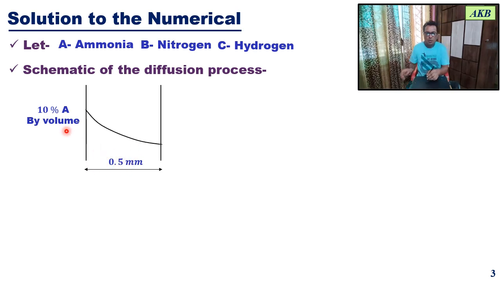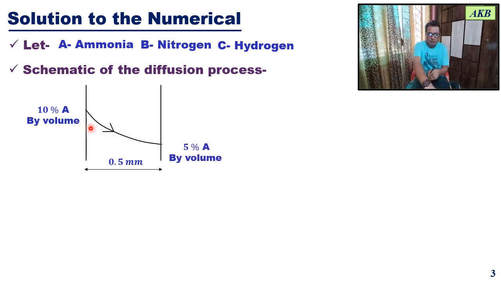Okay, that is one thing. Then at one plane, the composition of ammonia in the mixture is given. So at one plane, the composition of ammonia is 10% ammonia by volume. Composition is given by volume. Whereas from this plane, ammonia is diffusing to the other plane.